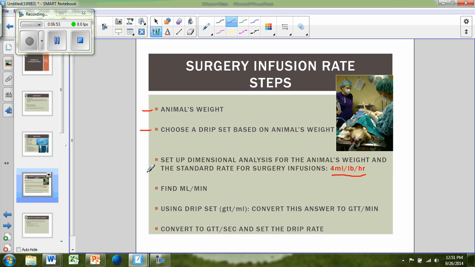So after we have all of these pieces of information, we multiply or do our ratios and proportions. We find mLs per minute using our drip set, putting that into our calculation. We will get drops per minute, and then we're going to convert our drops per minute to drops per second, and then we set our drip rate on our IV bag. So let's do an example here.